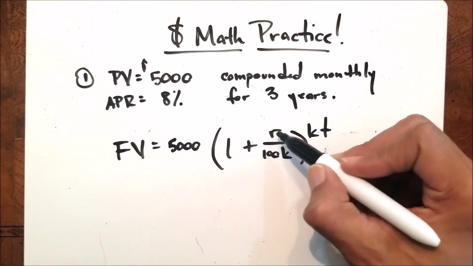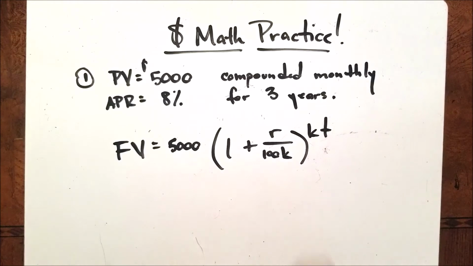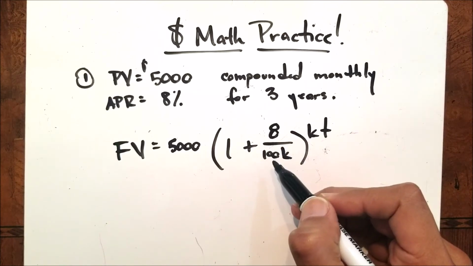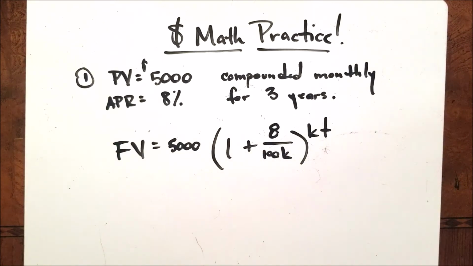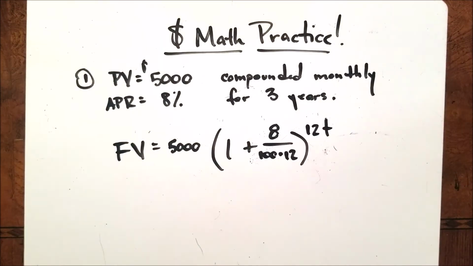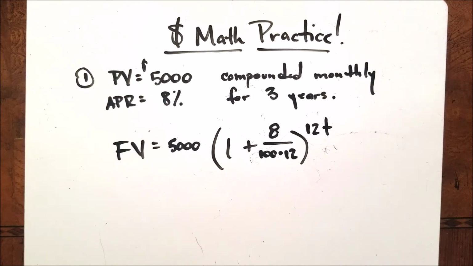Because there's division by 100 here, I'm going to write that 8% in there as 8%. Now, I'm going to end up dividing that 8 by 100 to turn that percent into a decimal. Compounded monthly, that means how many compoundings per year? 12. So K equals 12. And finally, for how many years? T equals 3. Very nice.